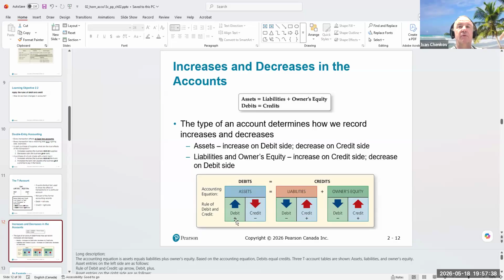Also, if we want to increase an asset, we have to put it on the debit side. If we want to increase liability and equity, we have to put it on the credit side. If we want to decrease an asset, we have to put it on the credit side. But if we want to decrease liability and equity, we have to put it on the left side.